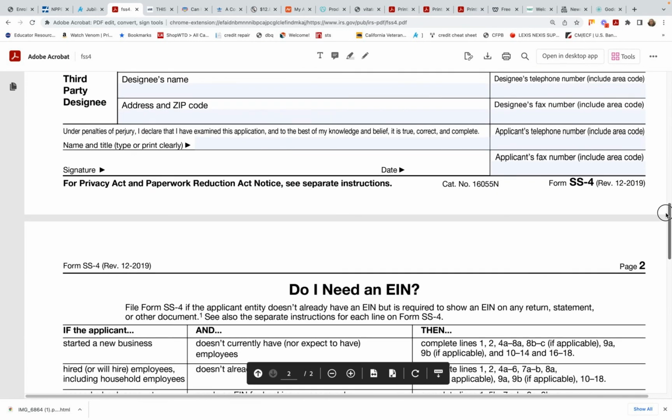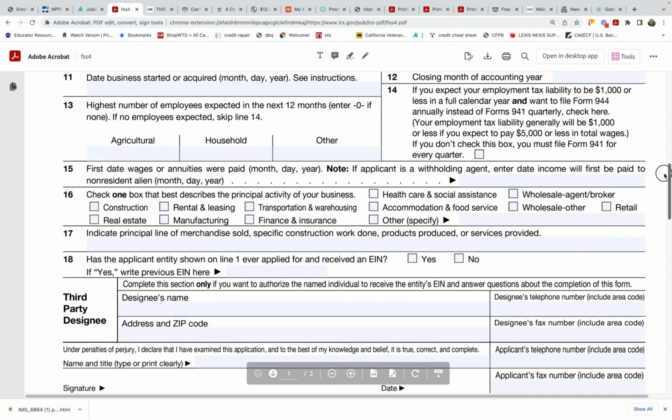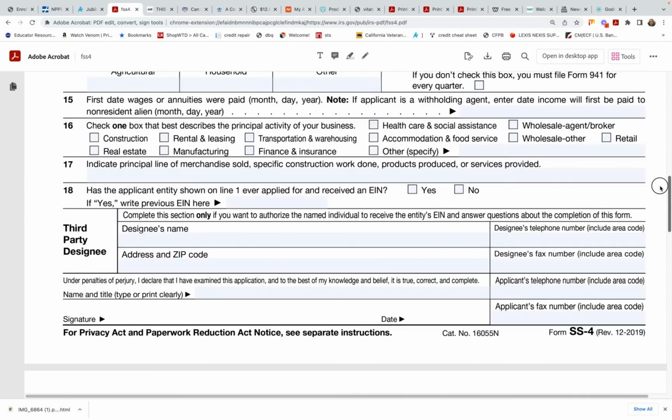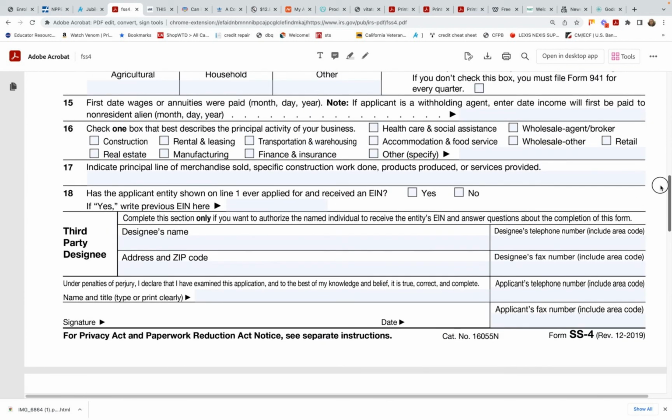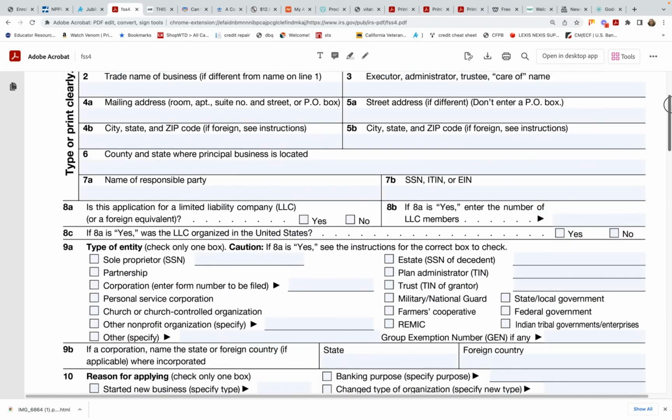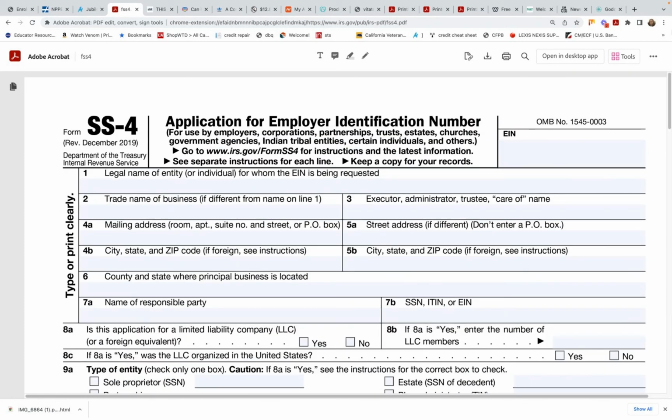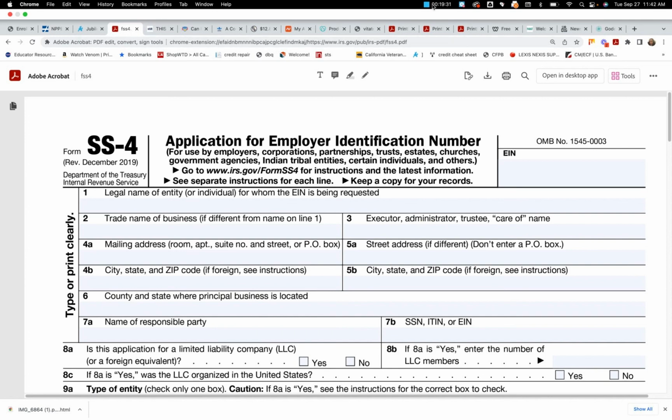So if you're trying to get a bank account, you're from another country, and you want an EIN, make sure you are taking advantage of the third-party designee. For you guys here who are in the United States, simply use the IRS's EIN tool. Very easy, not too difficult.